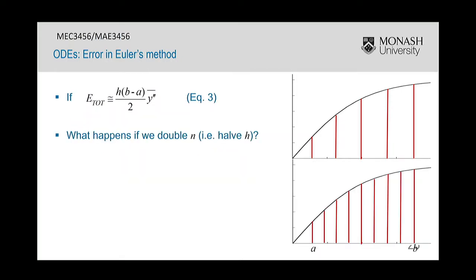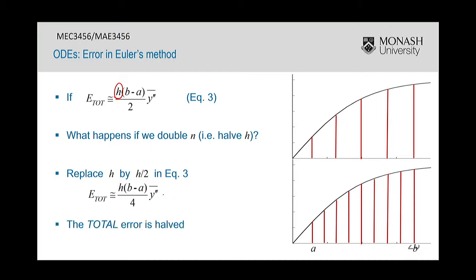So if we double n, in other words halve h, we can replace h by h on 2, so replace that h there with h on 2, and we can see that the error now scales like h on 4 times b minus a times the second derivative. So in other words, the error is halved when we halve h. So that's not really so great. We'd like to be able to improve our error more than linearly with the mesh spacing.